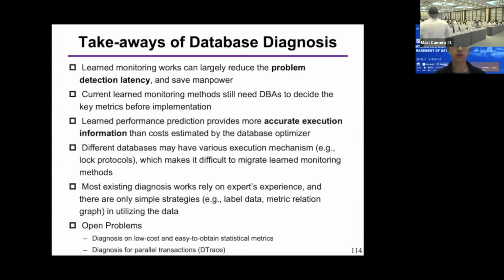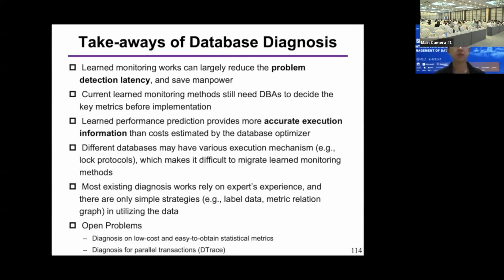So in summarization, learning-based monitoring works better and can largely reduce the problem detection latency and save manpower. And the current learning-based monitoring methods still need DBAs to decide the key metrics, and they cannot automatically decide which metrics are important in different scenarios. And learning-based performance prediction provides more accurate execution information than the cost estimated by the database optimizer, because they can consider more execution-related features and the correlations between the physical operators.